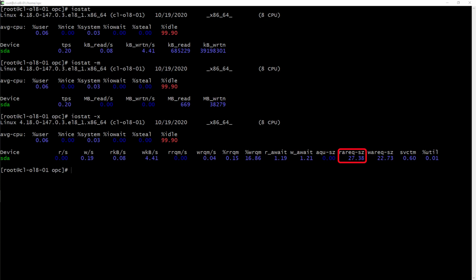rareq-sz is the average size in kilobytes of the read requests that were issued to the device. wareq-sz is the average size in kilobytes of the write requests that were issued to the device. svctm is the average service time in milliseconds for I/O requests that were issued to the device. And util is the percentage of CPU time during which I/O requests were issued to the device.